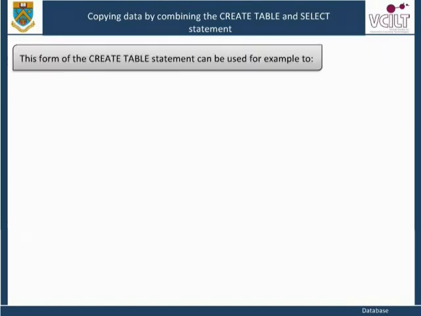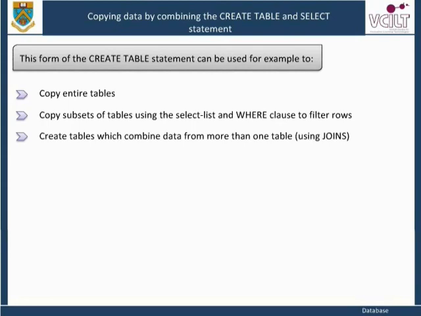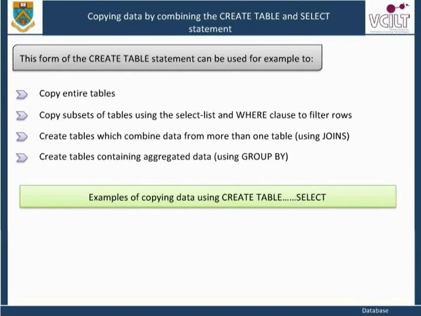This form of the create table statement can be used, for example, to copy entire tables, copy subsets of tables using the select list and where clause to filter rows, create tables which combine data from more than one table using joins, and create tables containing aggregated data using group by. Examples of copying data using create table as select.